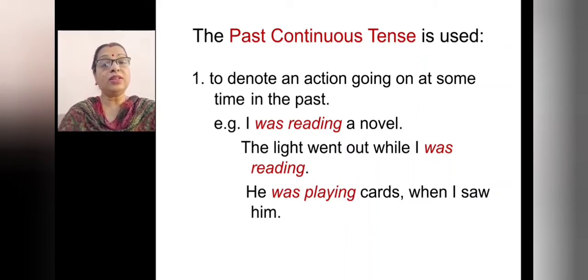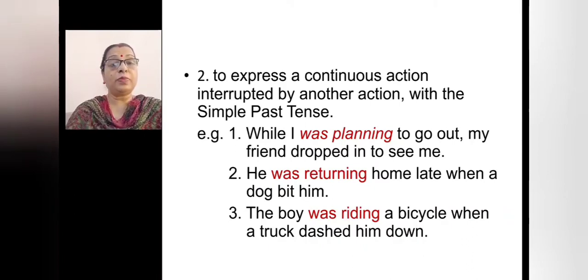I was reading a novel. The light went out when I was reading. He was playing cards when I saw him. So here you find this is past tense and ing with the root verb is continuous. Then, to express a continuous action interrupted by another action with the simple past tense.